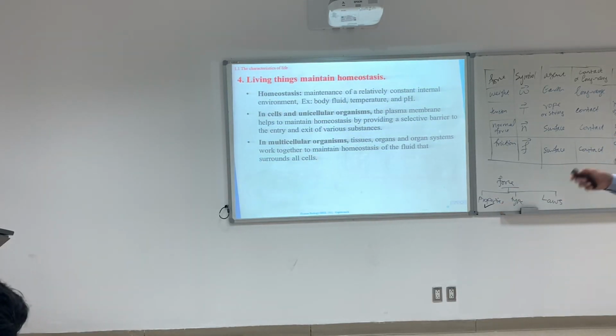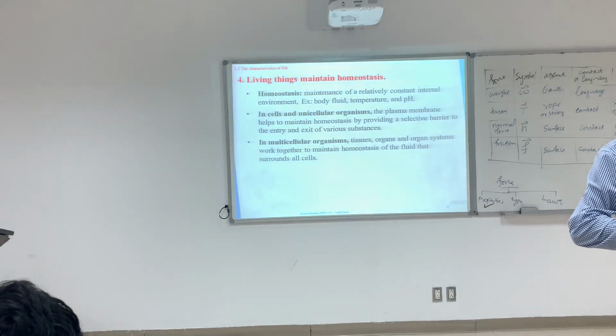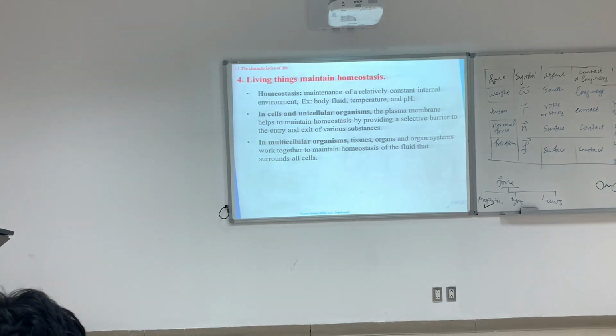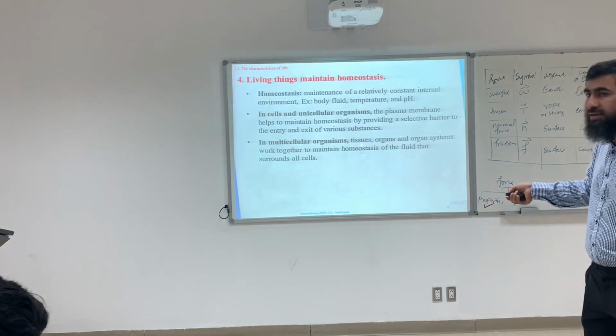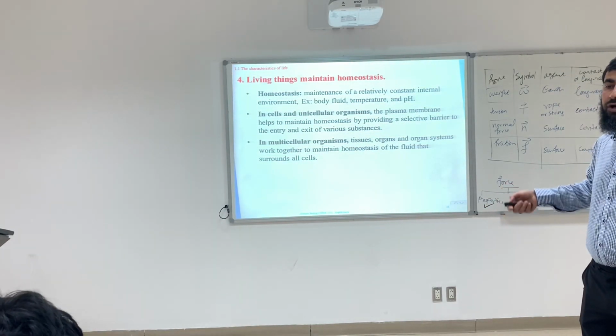Say it again. The plasma membrane maintains homeostasis in single cell and unicellular organisms, okay? While in multicellular, it's the tissues, organs, organ systems that work together to maintain it. So in unicellular, it's the plasma membrane, but also the plasma membrane in multicellular. Yes, but in multicellular, we've got these cells forming organs, tissues.